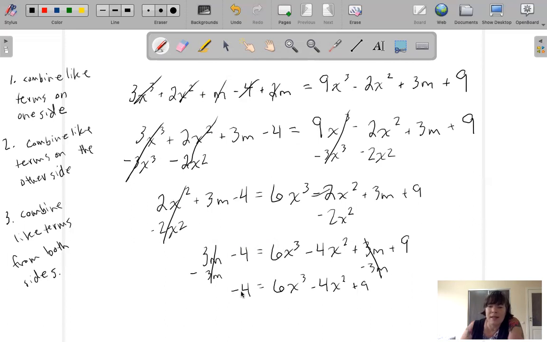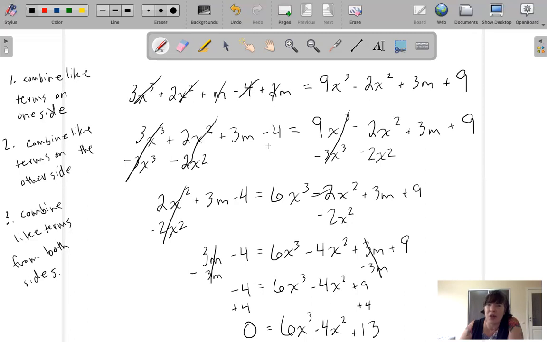I've got negative 4 on one side. If I have negative 4 and I want 0, I have to add 4. And if I add 4 on one side, I have to add 4 on the other side. Now I have 0 equals 6x cubed minus 4x squared plus 13. And there's my answer. I told you guys math problems are going to get longer and longer and longer.